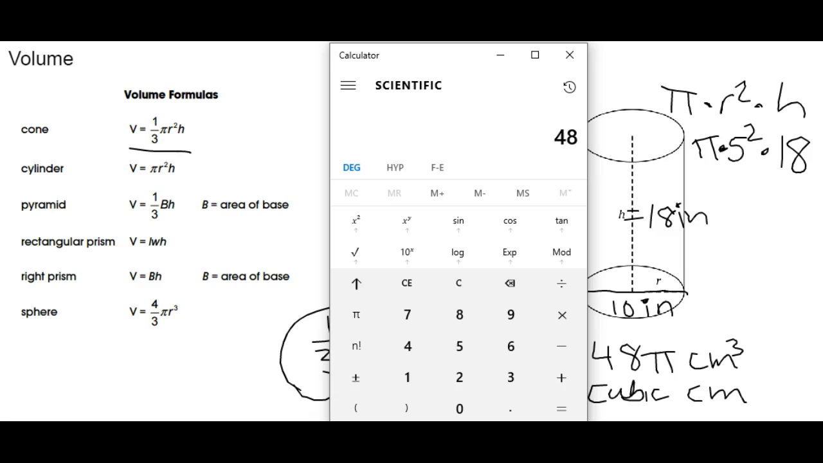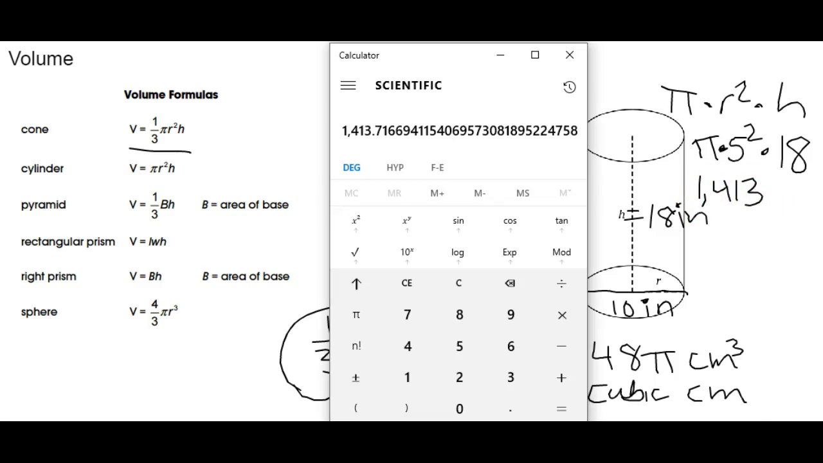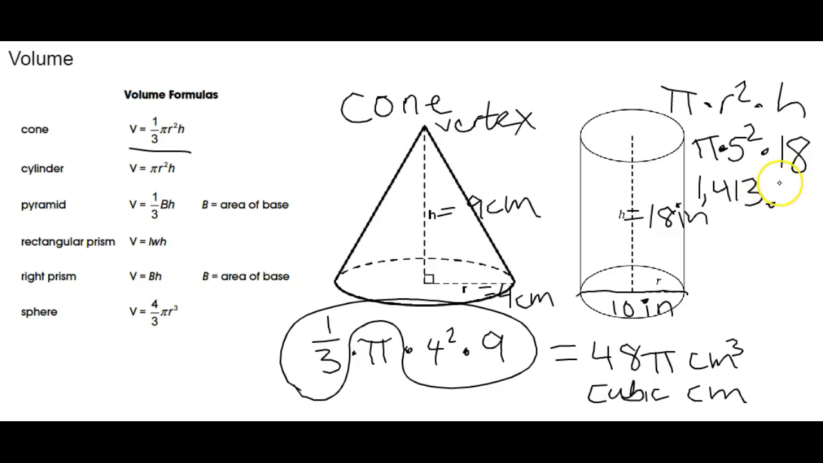This time let's approximate the volume. So we can use the pi button on a calculator, or you could use 3.14. The pi button is the better option if your calculator has it. So then we get 1,413.716. They can ask different places to round. Let's round to the nearest whole number. So 1,414. And this would be inches cubed.